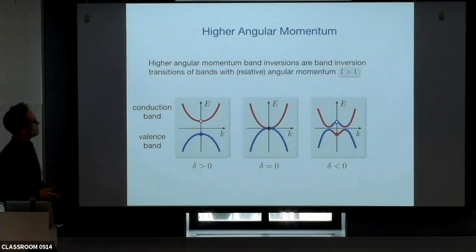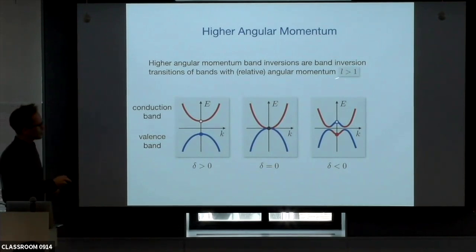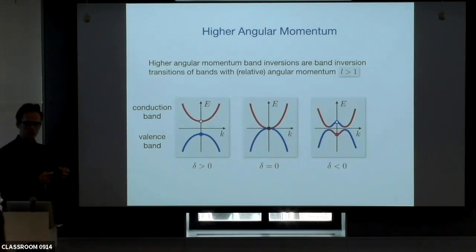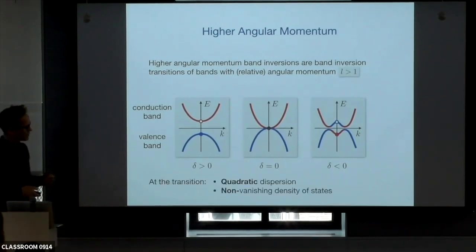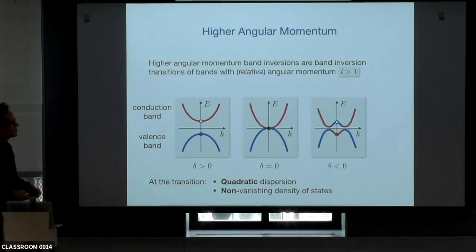In contrast, higher angular momentum band inversions are band inversions between bands which have relative angular momentum larger than 1, where L labels the angular momentum. So in that case, the situation is very similar. So you have the uninverted case here, which describes the trivial phase, and here is the topological phase, and in this case, the band inversion describes the transition between a trivial phase and a phase with higher Chern number. So that's on the right side. But now in this case, the critical point right at the transition is also gapless, but the dispersion is not linear, but quadratic. And that implies that the density of states is non-vanishing. So then you would expect perhaps that right at the transition, interactions would do something to it.